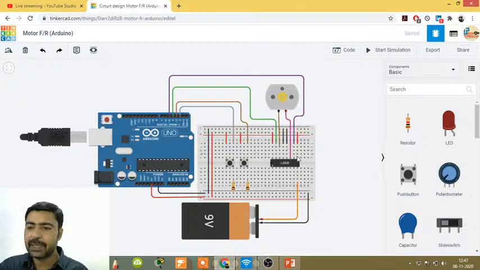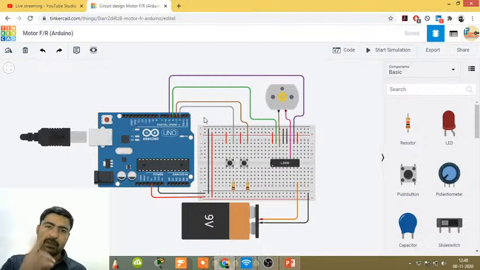Then we have this pin number input 4, which is connected to Arduino pin number 4, and Arduino's pin number 5 is connected to pin input 3. So these two pins of Arduino will be used to drive the motor in forward and reverse.